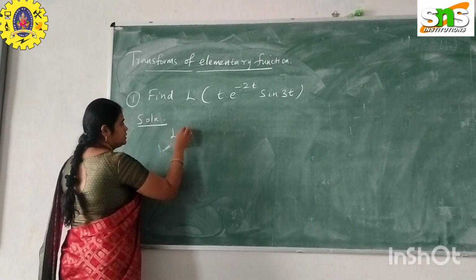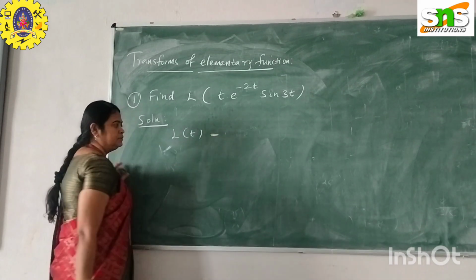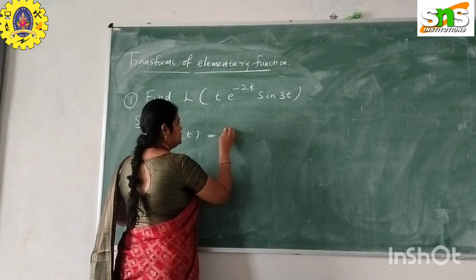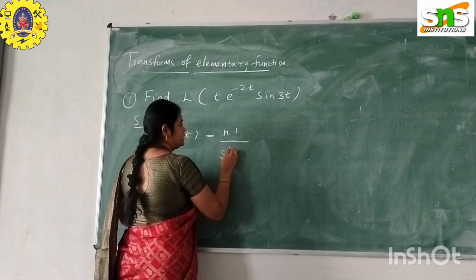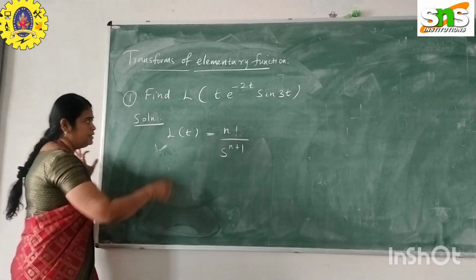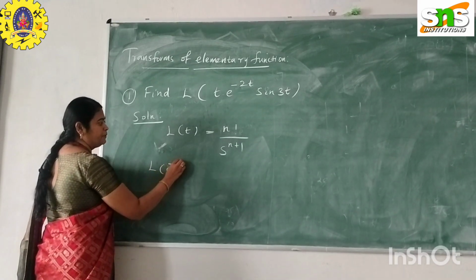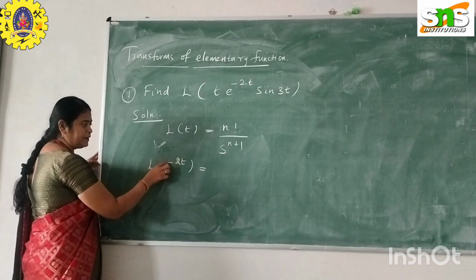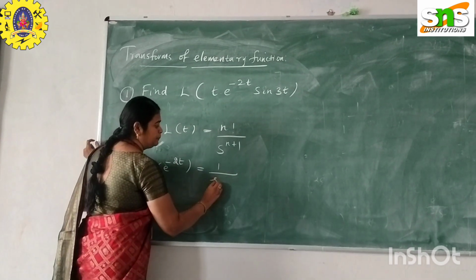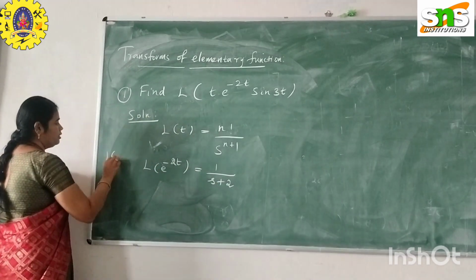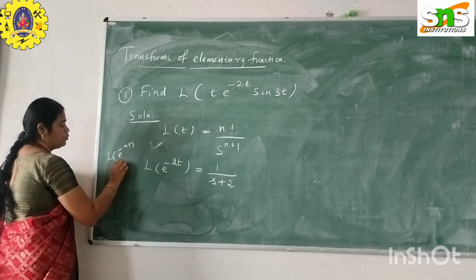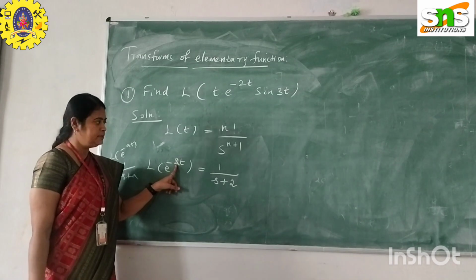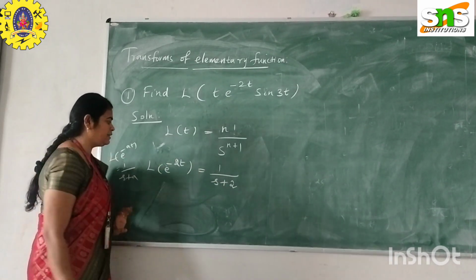All of you remember what is L of t? What is the Laplace transform of t? The formula is n factorial divided by s power n plus 1. Similarly, what is the Laplace transform of e power minus 2t? If it comes with a minus sign, you have to replace s by s plus 2. So L of e power minus at is given by 1 by s plus a. Here our a value is minus 2. Therefore 1 by s plus 2 is our answer.